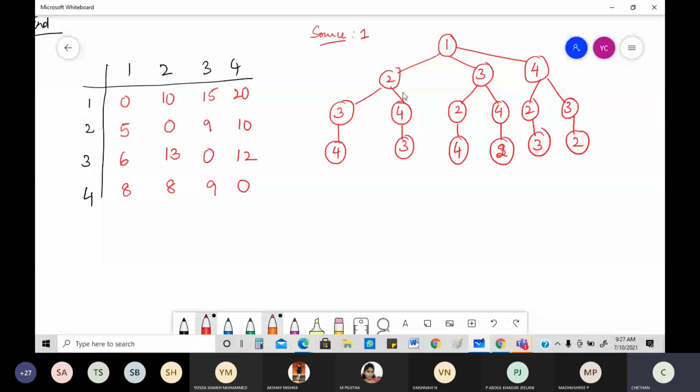So 1, 2, 3, 4. Track is fully done. 1, 2, 4 fully done. 1, 3, 2, 4 done. 1, 3, 4, 2 done. Then 1, 4, 2, 3. 1, 4, 3, 2. Everything is done. Yesterday I talked to you about how many combinations you get also. You get up to n minus 1 combinations. That's everything.